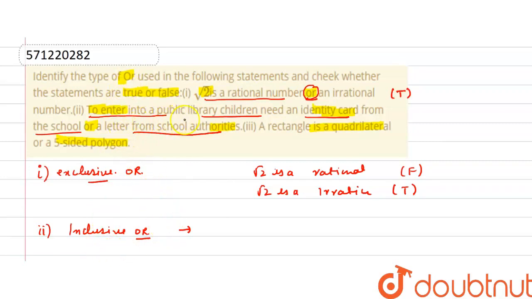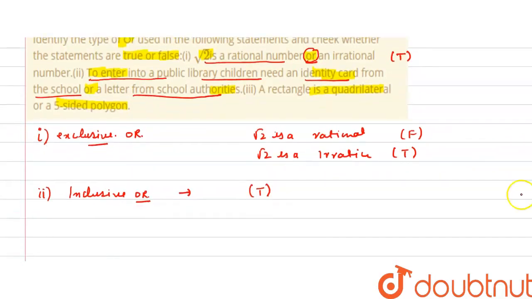So, to enter into a library, children need an identity card from the school or a letter from the school authorities. It is a true statement, because whether the children have a letter from the school authorities or an identity card, their entry into a public library is allowed. So it is true. Both the statements are true, so the compound statement becomes true.